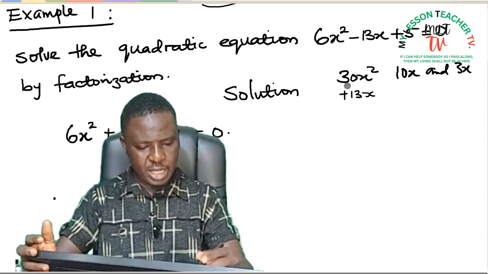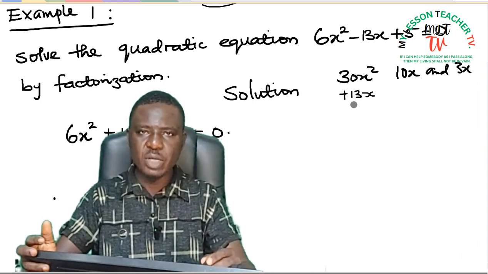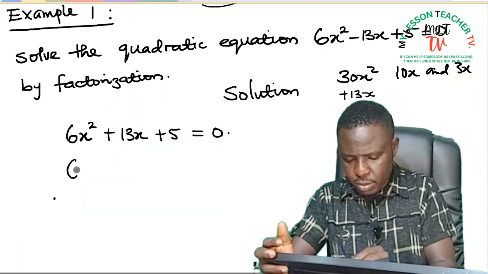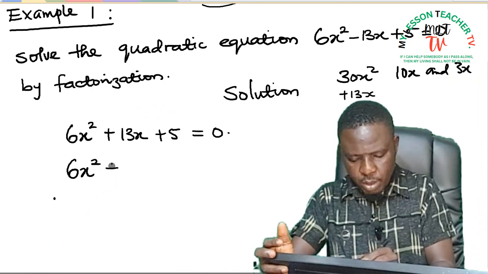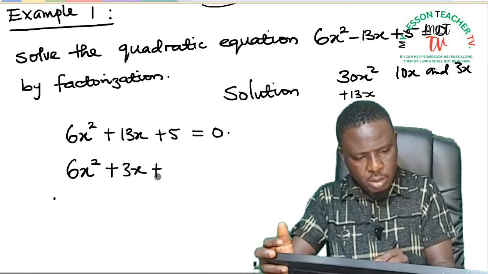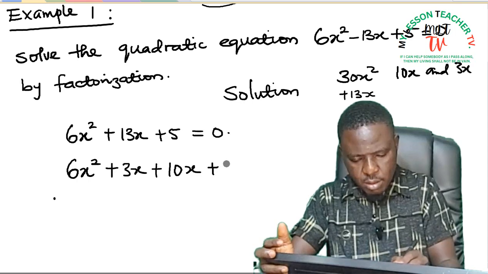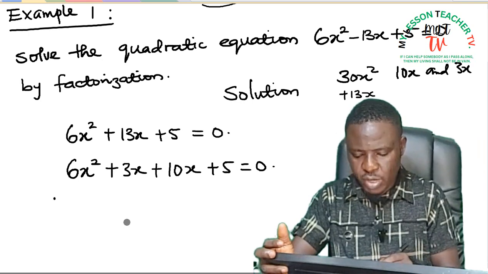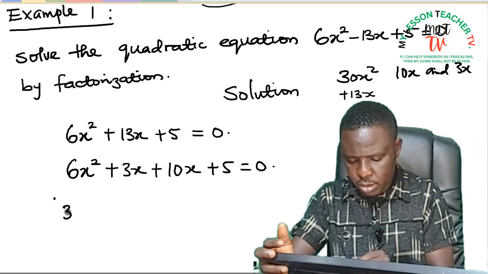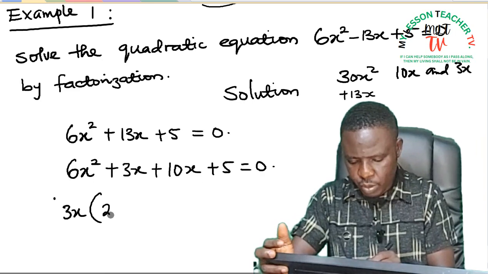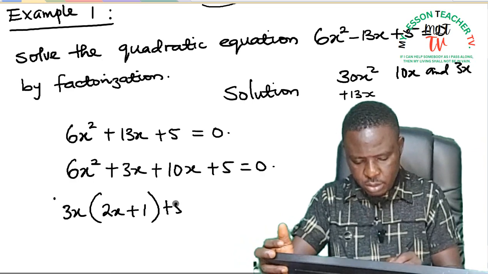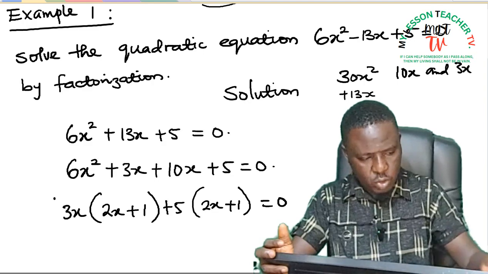When you multiply both of them together, it gives you 30x squared, and when you add them together, you get 13x. So I'm going to substitute it for the middle term. This becomes 6x squared plus 3x plus 10x plus 5 is equal to 0. So we then factorize in twos. 3x is common. This becomes 3x into bracket 2x plus 1, and plus 5 is common, into bracket 2x plus 1 being equal to 0.